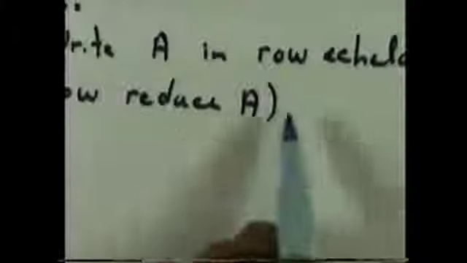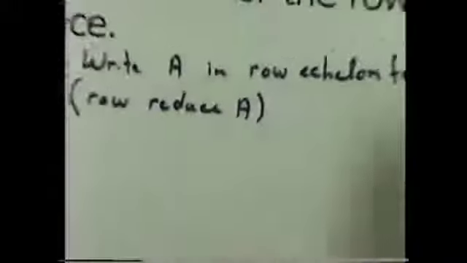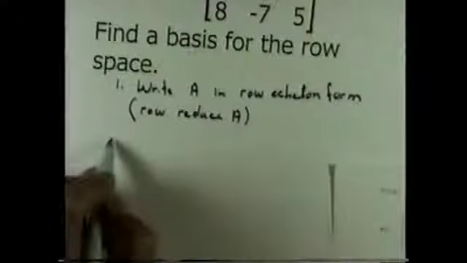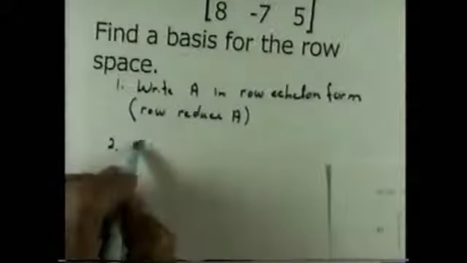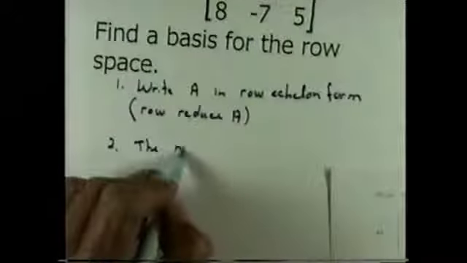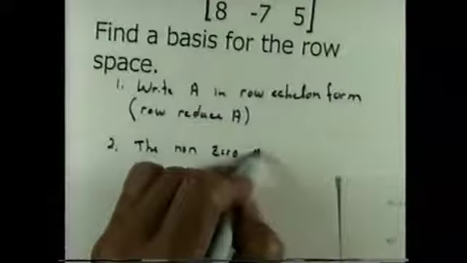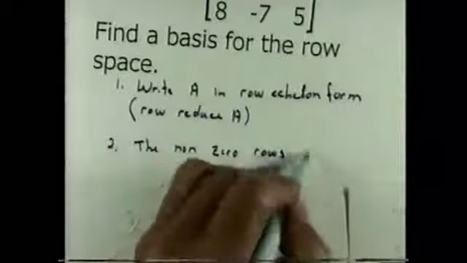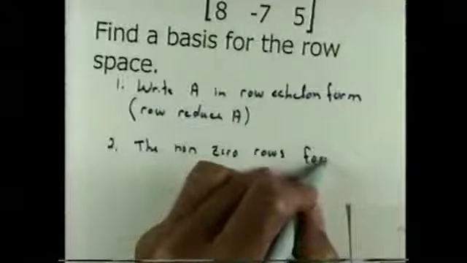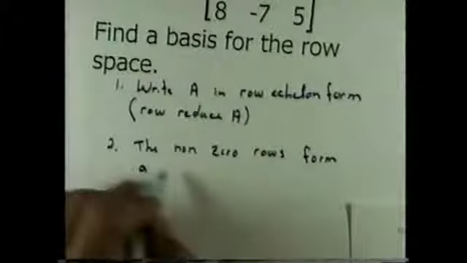So now here is the second step. First, write A in row echelon form. Step 2 is the non-zero rows form a basis.